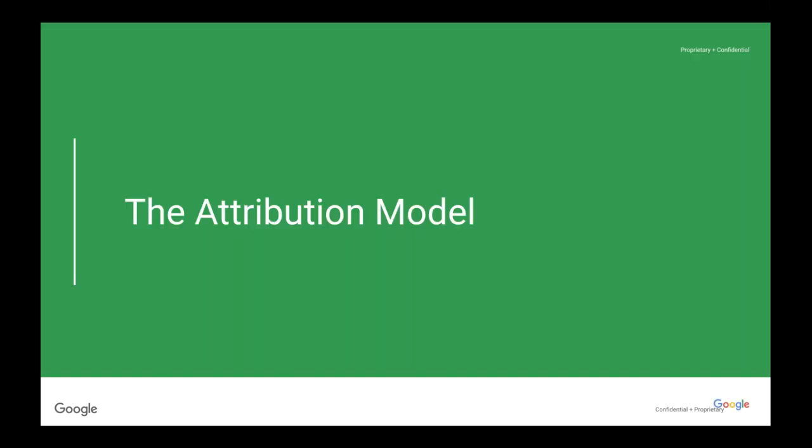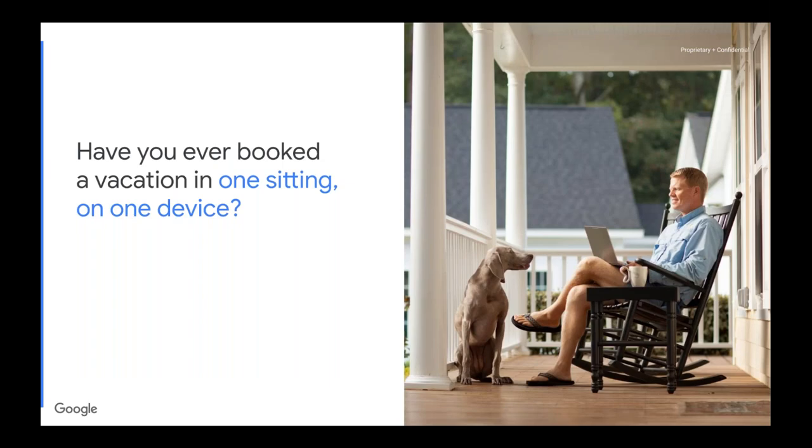As we saw, both for conversions coming from the website and for phone calls, one of the setup options requires you to select an appropriate attribution model. Again, it may sound complicated and you may not be totally familiar with that, but it's actually very easy to understand. And an example I really like is the holiday example.